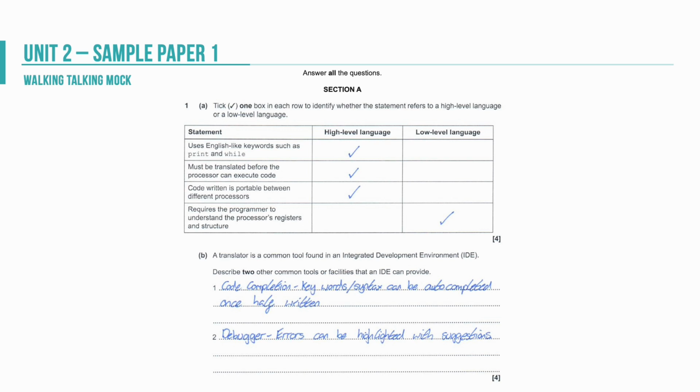So 8 marks available on the first page. You need sort of 8 or 9 marks to get that grade 1. So we should be off to a flying start there with 8 marks on the first page.